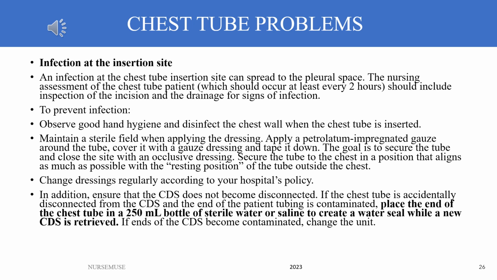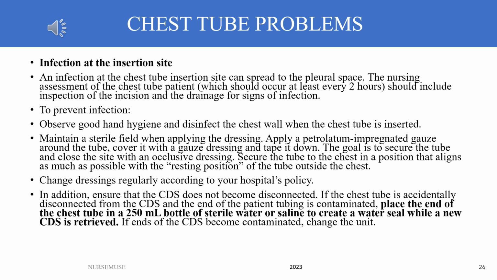We're going to change dressings regularly according to hospital policy, and we are going to ensure that the chest drainage system does not become disconnected. If the tube is accidentally disconnected from the drainage system and the end of the patient tubing is contaminated, place the end of the chest tube in a 250 milliliter bottle of sterile water or saline to create a water seal while the new chest tube is being retrieved.